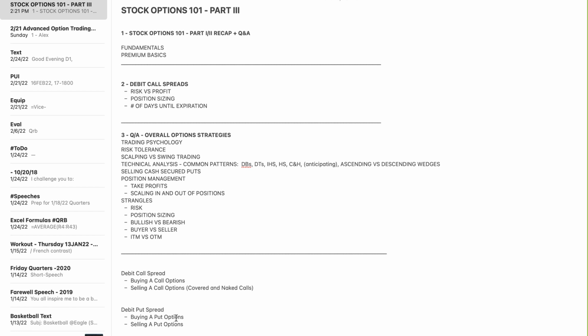So let's say you're buying a put, right? We all know that if you're buying a put, you're essentially buying a right to sell shares at a certain price by a certain expiration date. But when you're selling a put, what are you doing?